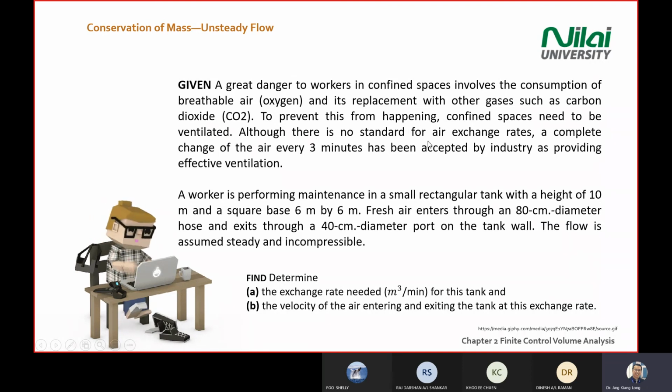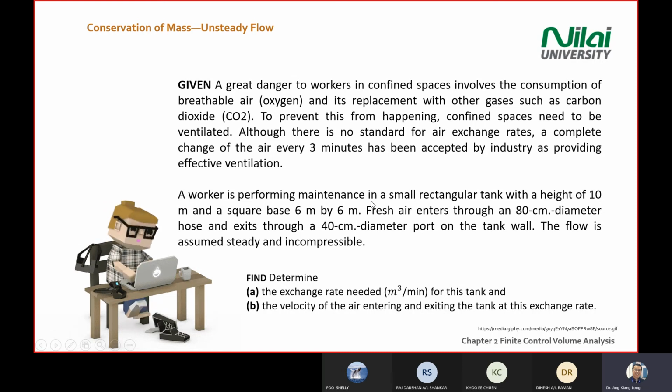Although there is no standard for the air exchange rate, a complete exchange of air every 3 minutes has been accepted by the industry as providing effective ventilation. So there is information here that a good ventilation criterion is that every 3 minutes the volume inside the control volume, the confined space, has to change 100%. So it means the volume has to change every 3 minutes. And then the scenario continues.